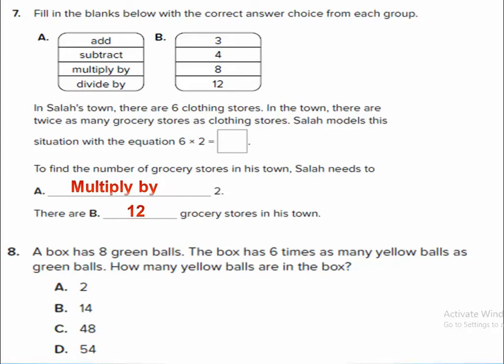12 grocery stores. A box has 8 green balls. The box has 6 times as many yellow balls as green balls. Okay, the number of yellow balls is 6 times the green balls. So it will be 6 times 8 equals 48.